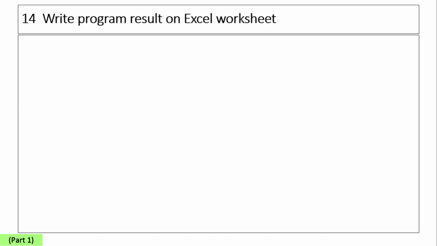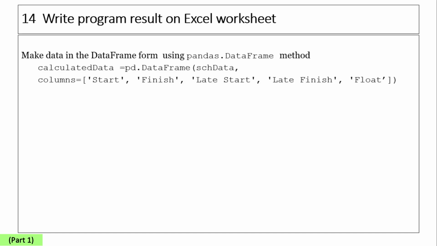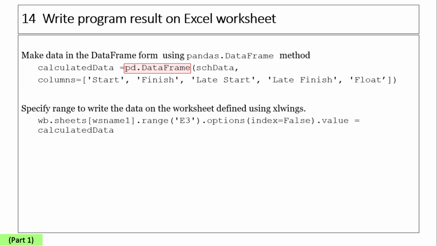After critical path analysis, its result is to be written to Excel. To do so, wrap up the result in DataFrame form using the Pandas DataFrame method. Next, specify the Excel range to write it on. Finally, assign the DataFrame data to the Excel range.